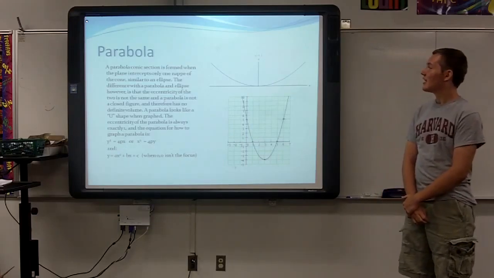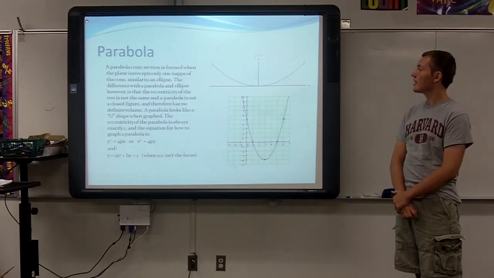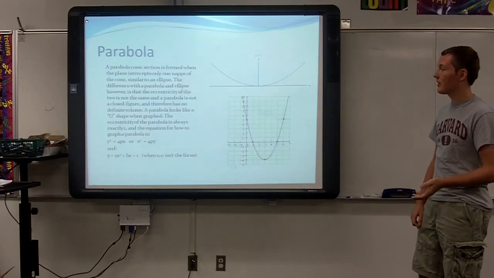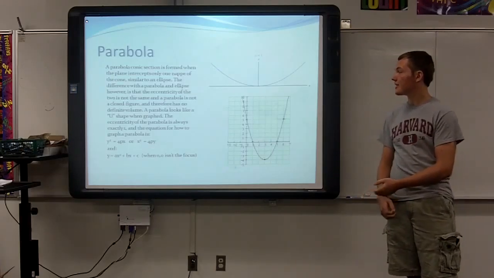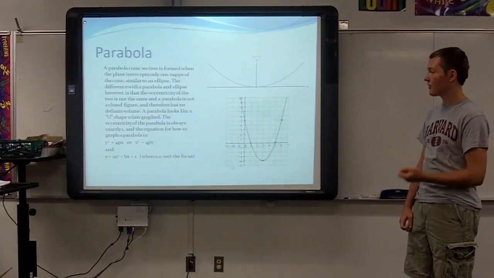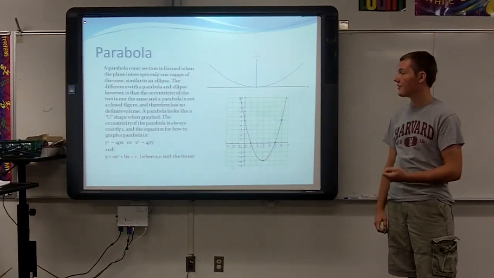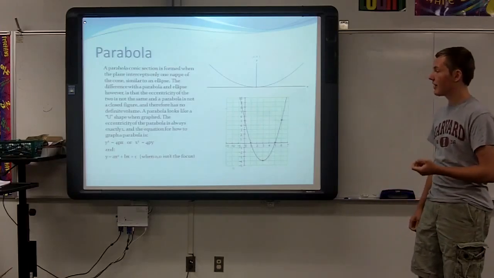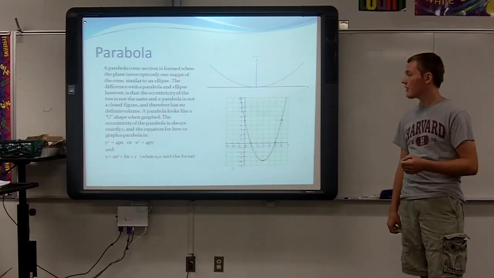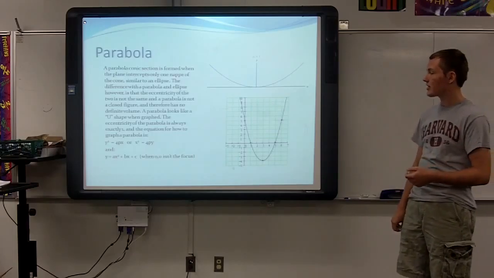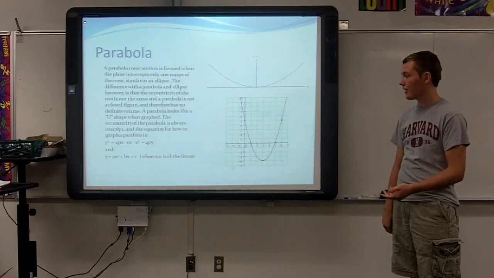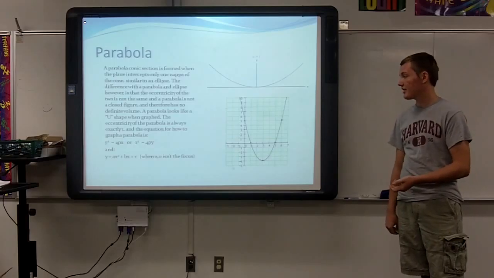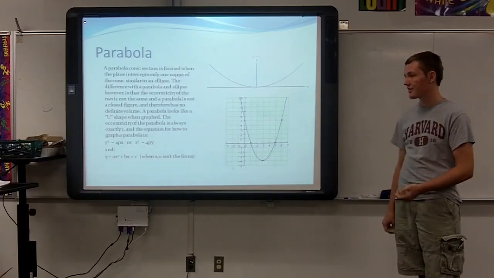Alright, a parabola. A parabolic conic section is formed when the plane intercepts only one nappe of a cone, similar to an ellipse. The difference between a parabola and an ellipse, however, is that the eccentricity of the two is not the same, and a parabola is not a closed figure. Therefore, it has no definite volume. A parabola looks like a U shape when graphed. The eccentricity of a parabola is always exactly 1. And the equation for how to graph a parabola is y squared equals 4px, or x squared equals 4py, and y equals ax squared plus bx plus c, when 0, 0 isn't the focus.